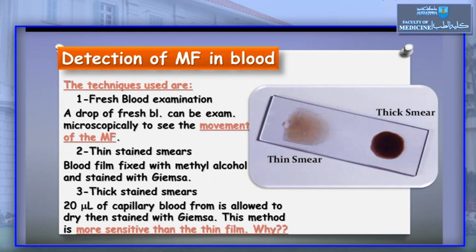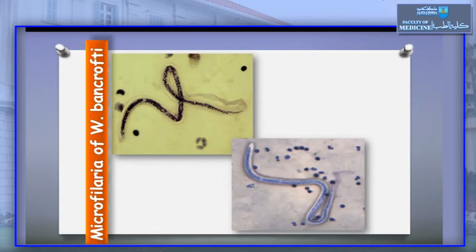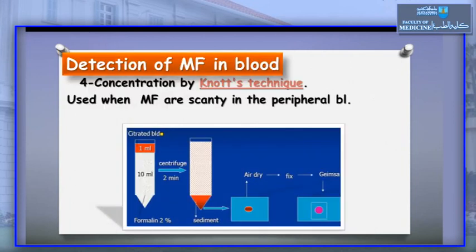In thick stained smears, we take more blood, about 20 microliters of capillary blood, allow it to dry and then stain it with Giemsa. Of course, it's more sensitive because here we obtain more blood. This is the shape of microfilaria of Wuchereria bancrofti in blood.